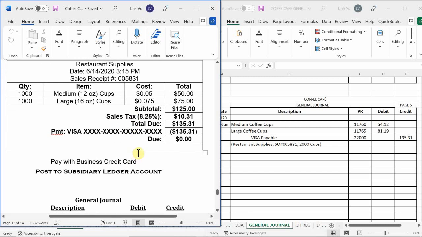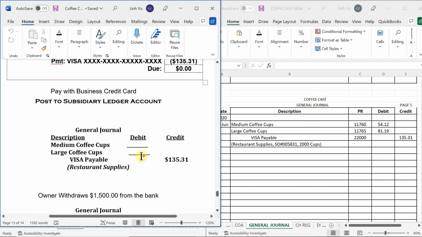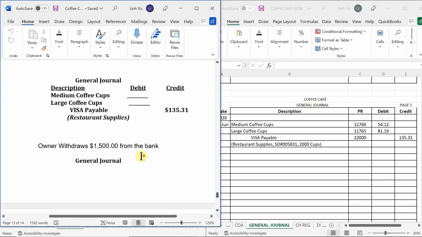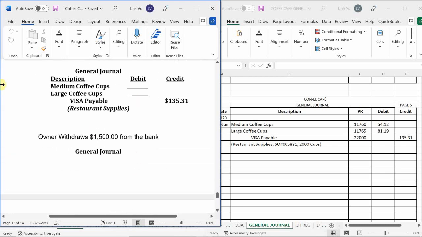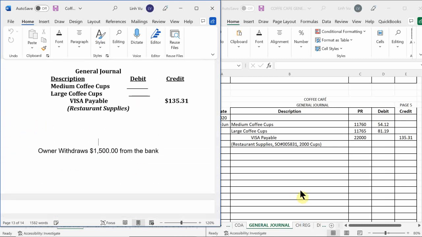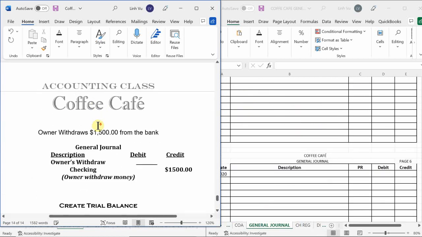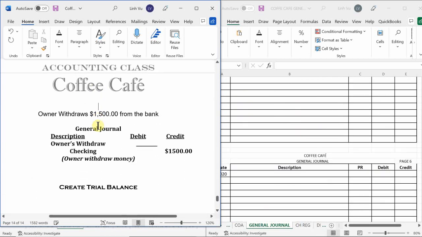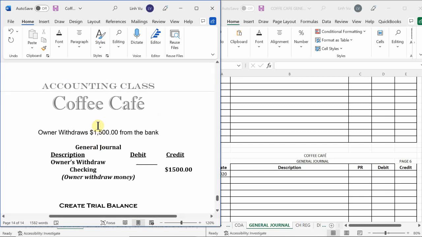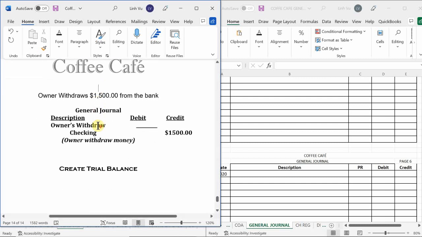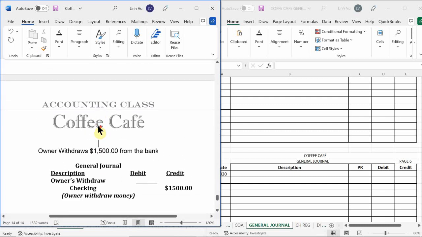All right, so we pay with the Visa credit card. Okay, so let's see what's next. Last thing I have here is the owner feels that he has worked so hard and deserves to get paid. So he goes ahead and does an owner's withdrawal for $1,500. All right? Now, how would you record this?